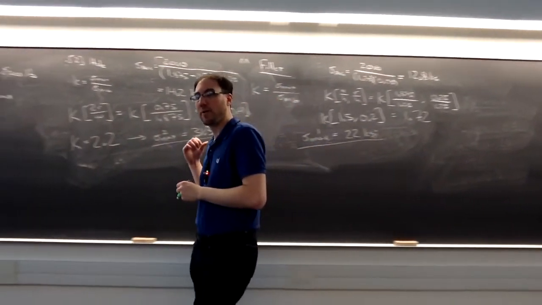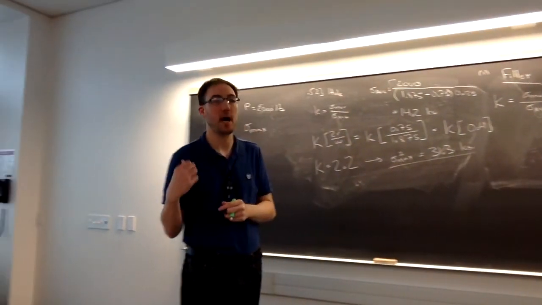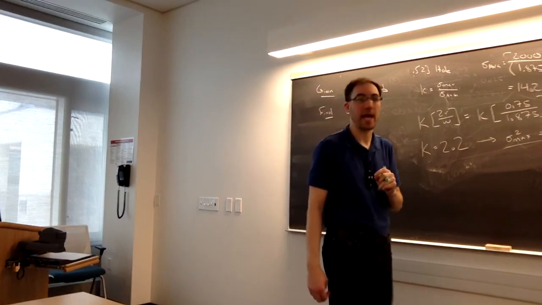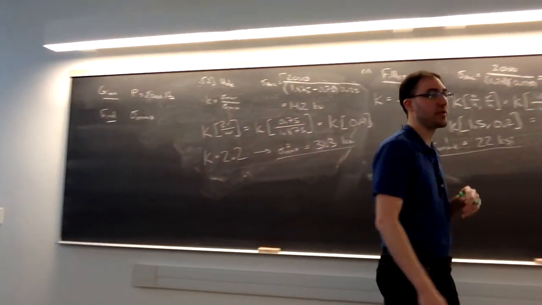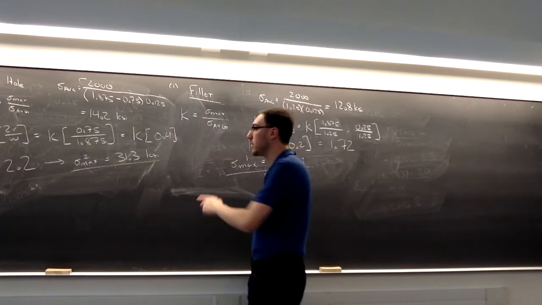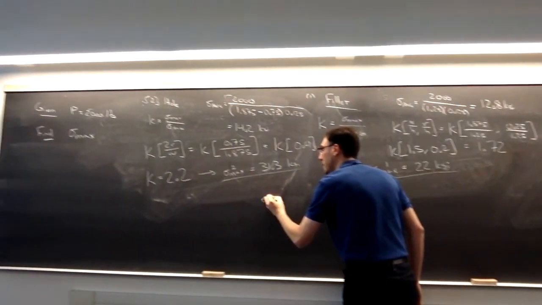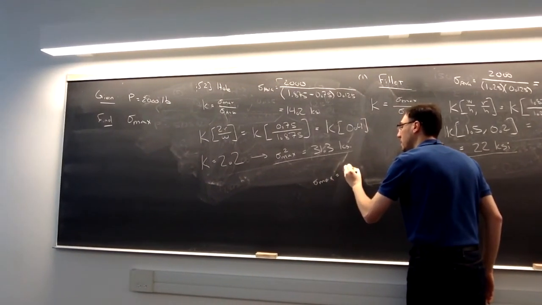The maximum stress we found near the fillet was 22 KSI. The maximum stress at the top or the bottom of the hole, 31.3 KSI. So for our final answer, the maximum stress across the entire plate, we want to take the maximum of the maximum. So our final answer will be 31.3 KSI.